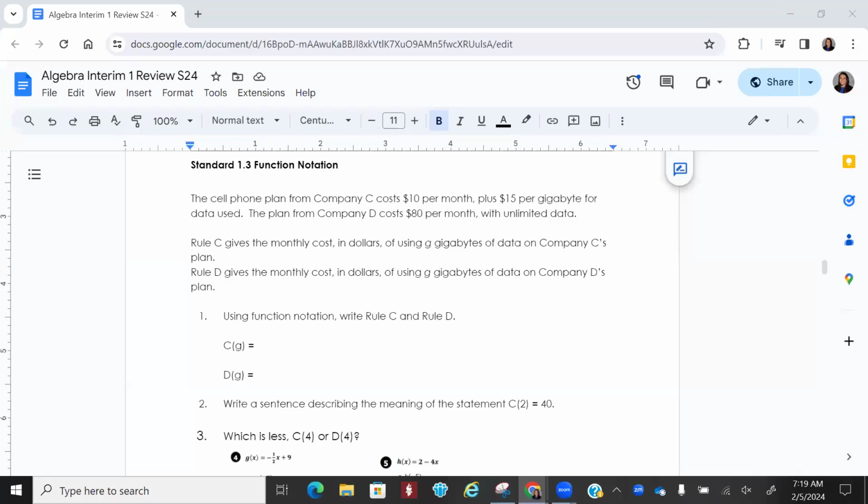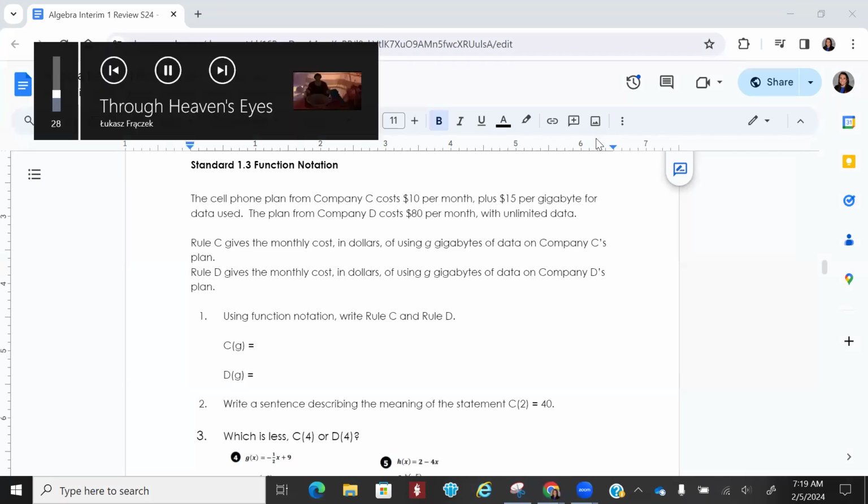So it says the cell phone plan for company C costs $10 per month plus $15 per gigabyte for data use. The plan for company D costs $80 per month with unlimited data. Rule C gives the monthly cost in dollars of using G gigabytes of data on company C's plan. Rule D gives the monthly cost in dollars of G gigabytes of data on company D's plan. Using function notation, write Rule C and Rule D.